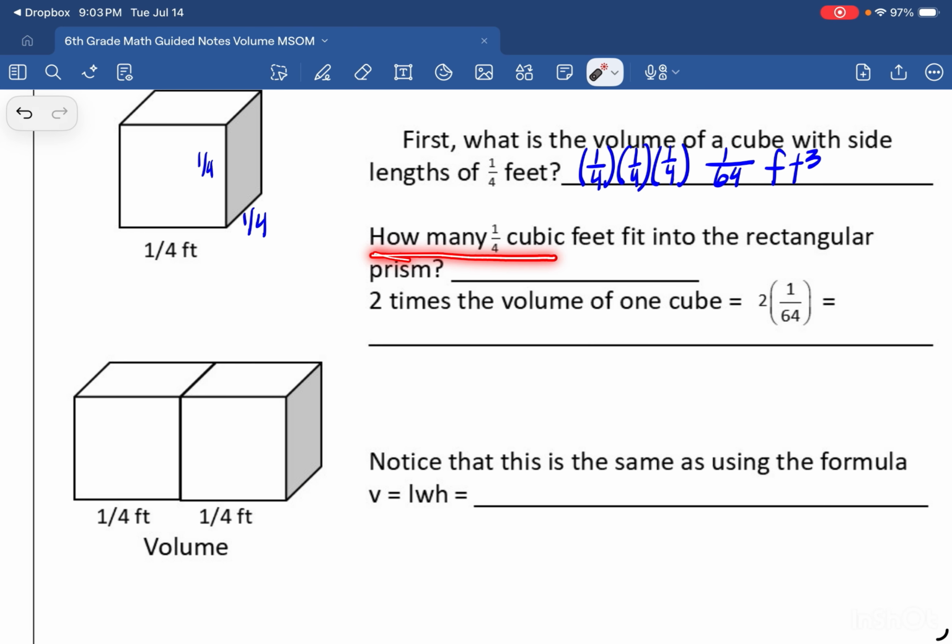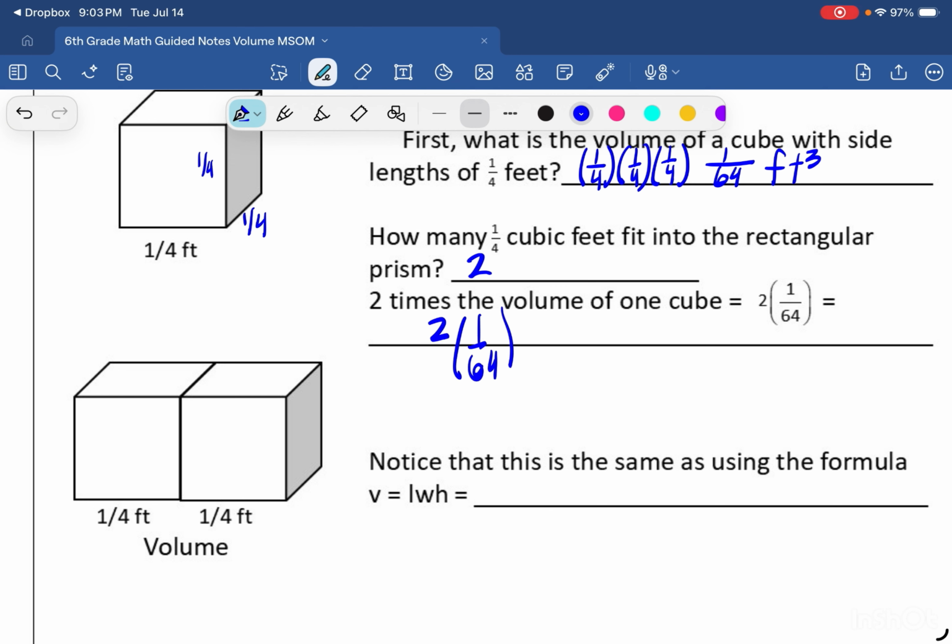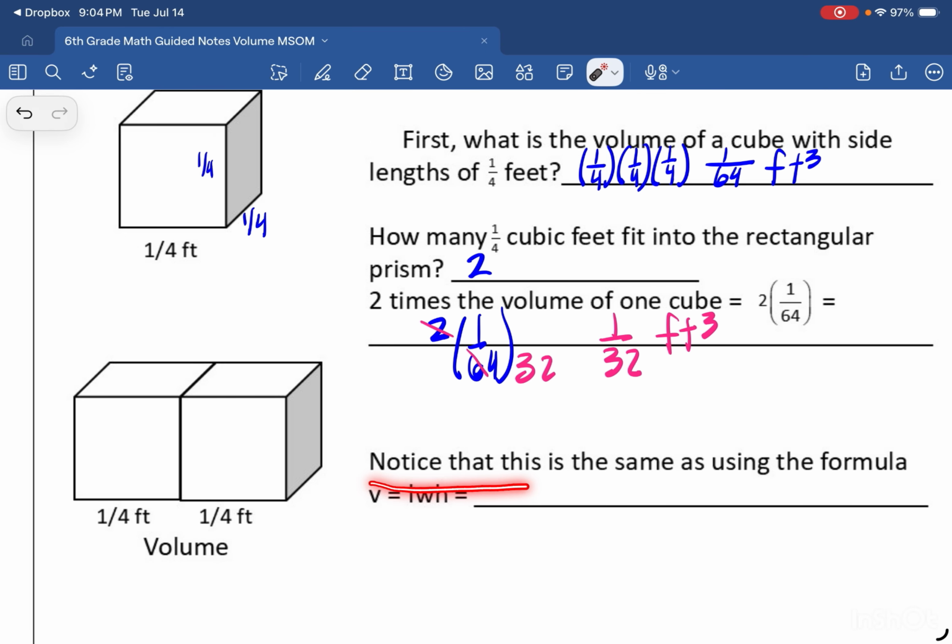How many 1/4 cubic feet would fit into the rectangular prism? Well, if it's 1/4 high, it's just going to be 1, and then 2 across because this will be 1/2. So total, there will be 2 of the 1/4 cubic feet that would fit. So 2 times the volume of one of them would be 2 times 1/64. This can reduce, and I get 1/32 cubic feet.